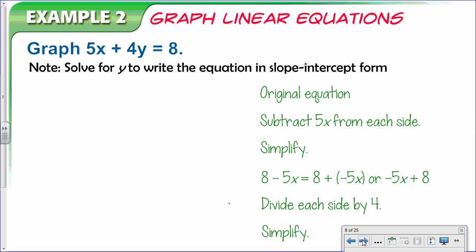Yeah. Okay, example 2, graph a linear equation. Graph 5x plus 4y equals 8. Okay, what do you notice about this equation right off the bat? You should be noticing. Y is not by itself. What form do we call that? When x and y are on the same side.